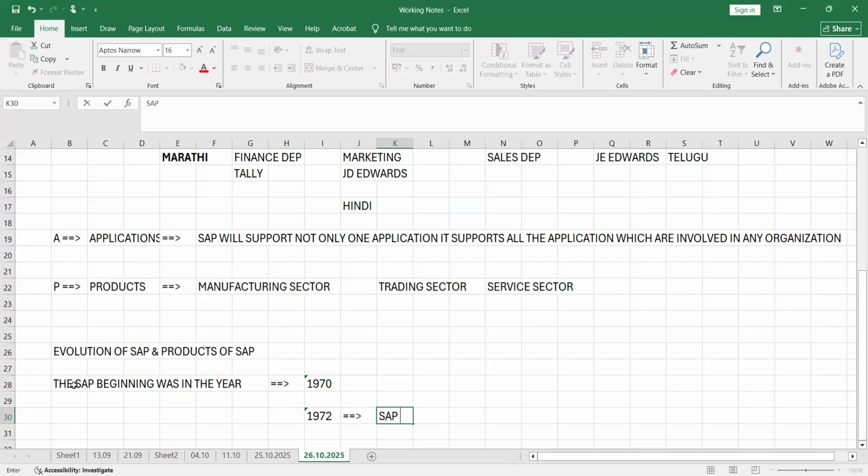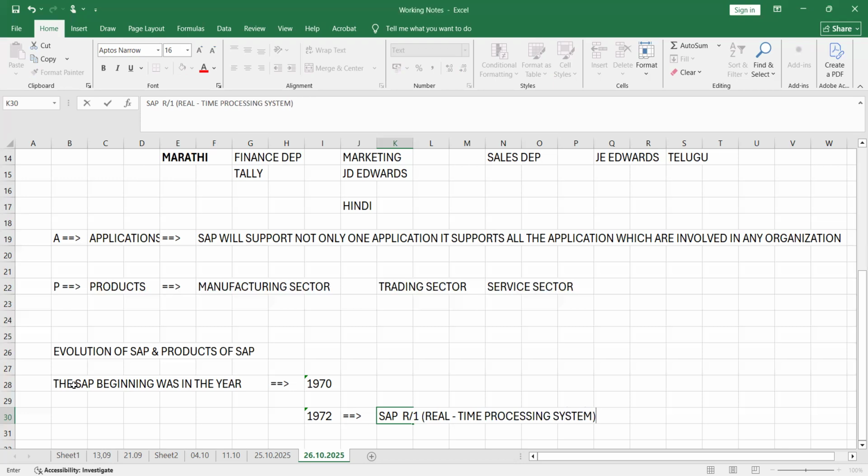I'll tell you what R1, R2, R3 mean. SAP R1. R stands for real time. Real time, one layer, one tier server. So in 1972, the real time concept came into the picture, by SAP only. Before that, we didn't have a concept called real time processing system.